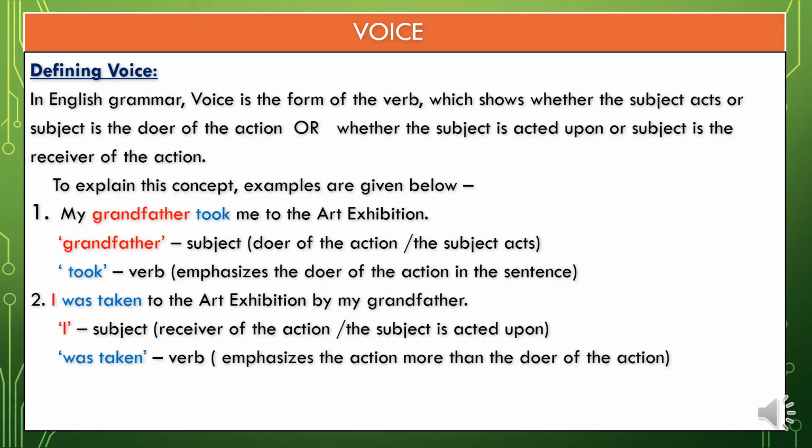In voice, the verb denotes whether the action has been performed by the subject, whether the subject is the doer of the action, as in the first sentence. On the other hand, it also denotes whether the subject is acted upon, or the subject is the receiver of the action. In the second sentence, it emphasized that the subject is the receiver of the action.